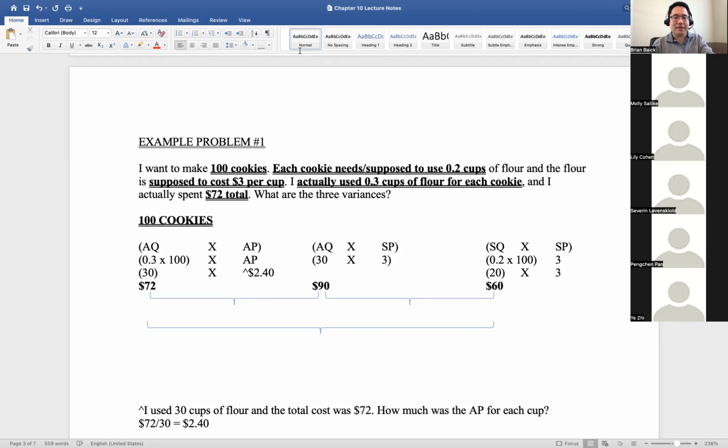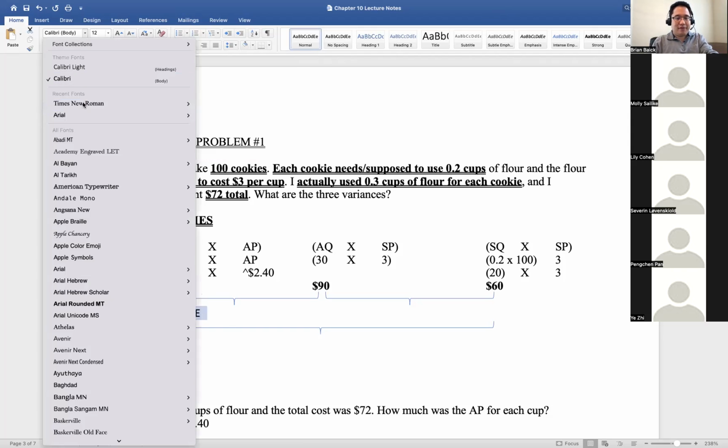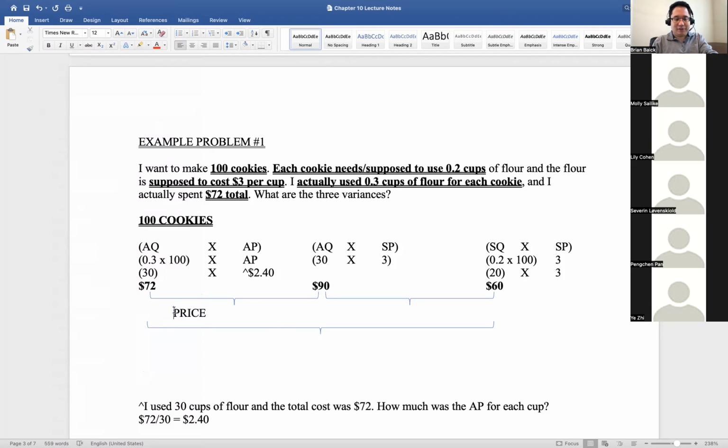Anybody type in the chat what they think? Price. Good, price variance, yes. What about the second number and the third number? What's that variance called? Quantity. Good, thank you. Quantity variance. And then what about the last one? It's called what? Total variance. Very nice.